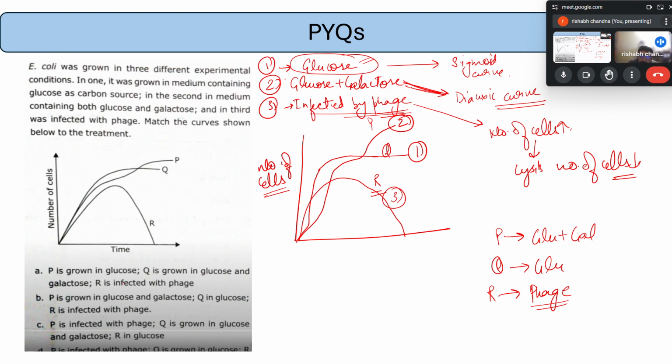So P is grown in glucose, Q is grown in both glucose and galactose, and R is infected with the phage. The R1 is correct, but P1 should be with glucose and galactose. So the first option is wrong. Then we have P grown in glucose and galactose. Q in glucose, fine. And R is infected with the phage. Yes, this is the correct option. So the correct answer is option B.